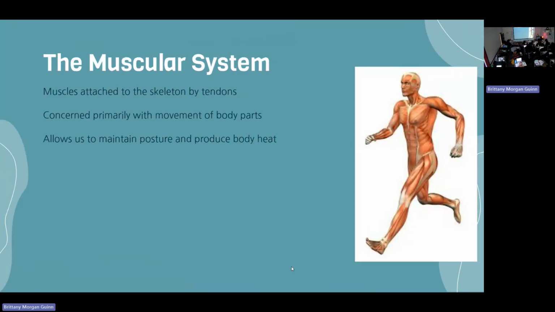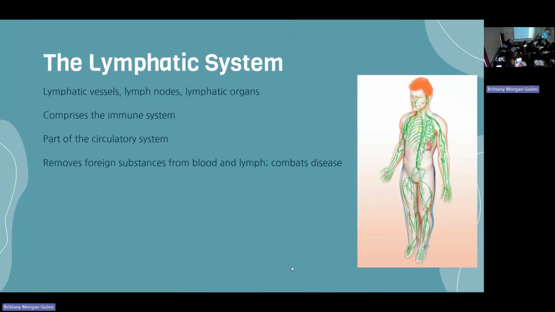And then it helps produce body heat. Like when you go outside, your nervous system's like, hey, cold, and you start shaking. That's movement. It's going to produce body heat to warm you up. Does that make sense? Then we have the lymphatic system.